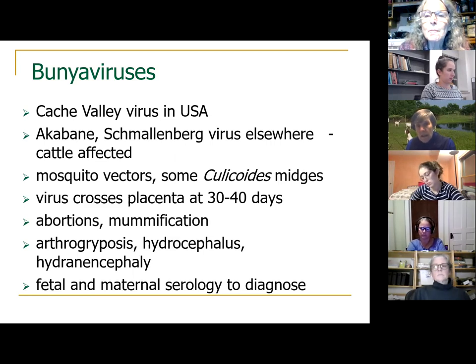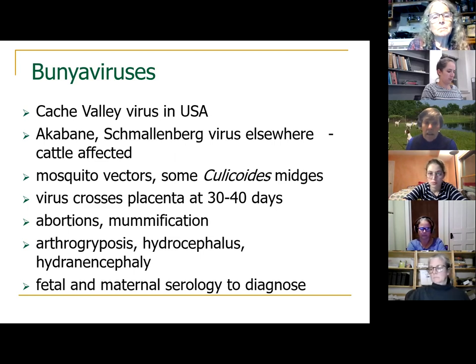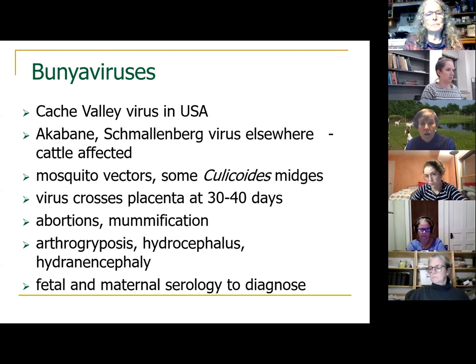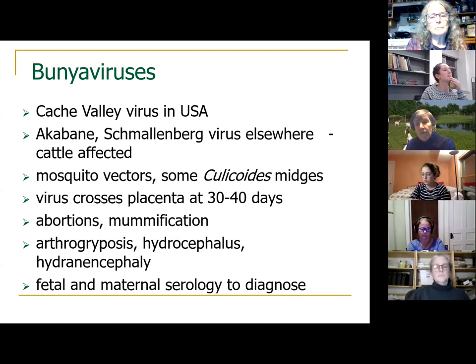So the viruses cross the placenta of sheep and goats at 30 to 40 days of pregnancy. And once they've crossed the placenta and gotten into the fetus at that stage, they can cause abortions or death, where it doesn't get expelled, but it may turn into a mummy, or stillbirths or abnormal lambs or kids at delivery. And those lambs and kids can have arthrogryposis, hydrocephalus, hydranencephaly, and various malformations to the spine.